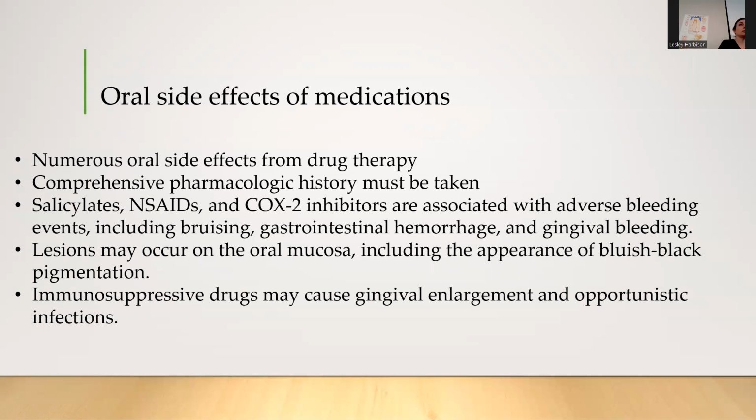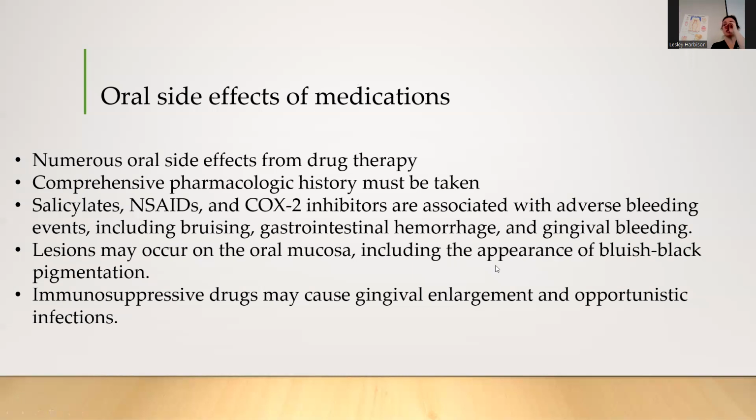It's not going to be like a high blood pressure medicine that you see on virtually everybody. It's going to be something new that you might not have seen for a while. So look it up, look at the side effects. And this is just highlighting aspirin, NSAIDs, or the salicylates, COX-2 inhibitors. They're associated with adverse bleeding, so they tend to thin the blood, which can increase bruising, gastrointestinal hemorrhaging, gingival bleeding. Lesions may occur in the oral mucosa, including bluish or black pigmentation, so they can have some intraoral hematoma.